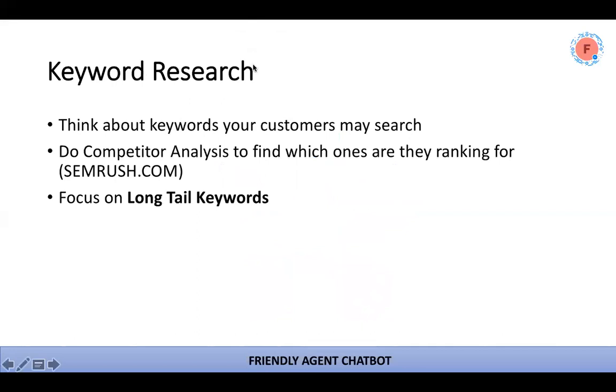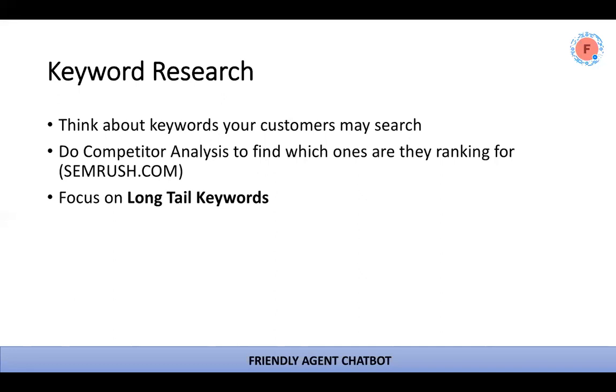Now let's talk about keyword research. So first and foremost, you have to think from your customer perspective about what they might be searching, and you know your business better than anyone else. Maybe by talking to your customers, you'll know what they'll be looking for when they go to Google. Another thing you can do is competitor analysis. We'll talk about all these things in detail. Right now, I'm giving you a high level overview.